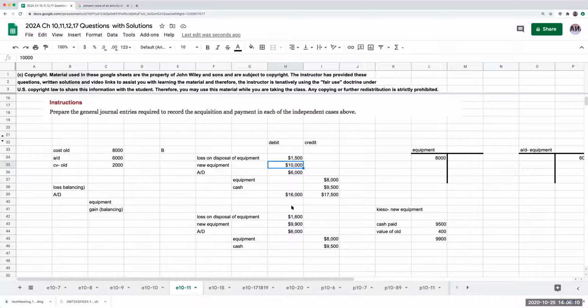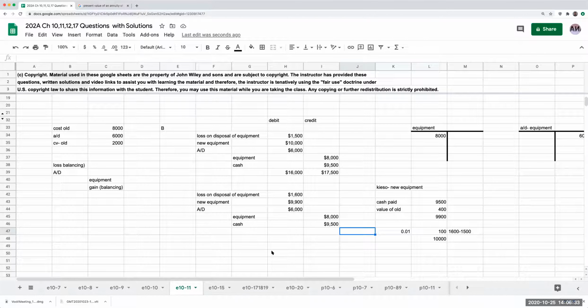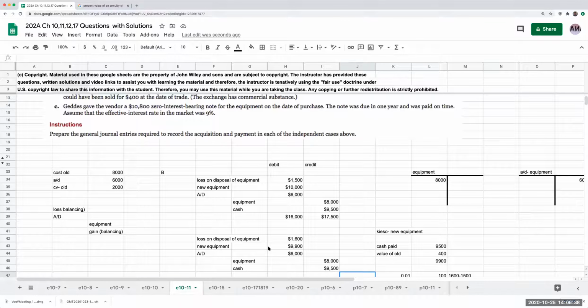In any event, it's so immaterial. And what do I mean by it's immaterial? Well, the amount of my loss is basically a difference of $100. The value of the equipment is 10,000. So you get a difference of about 1%. So again, I would accept either way. In any event, if you had to, you'd have to go through and have a further discussion. Okay.